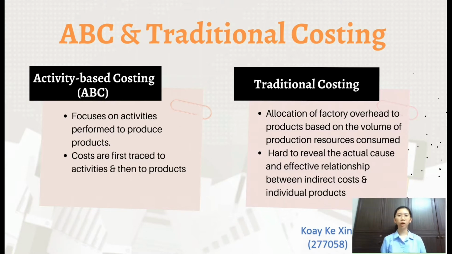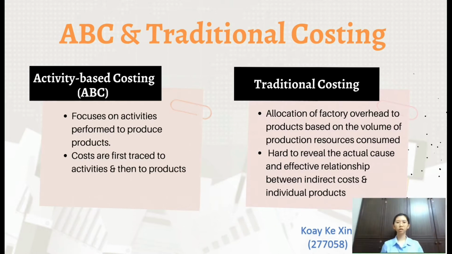Today I would like to talk about the step implementation of activity-based costing and traditional costing, and their characteristics. What are activity-based costing and traditional costing? Activity-based costing is a costing system which focuses on activities performed to produce a product. It is a costing in which costs are first traced to the activity and then to products.